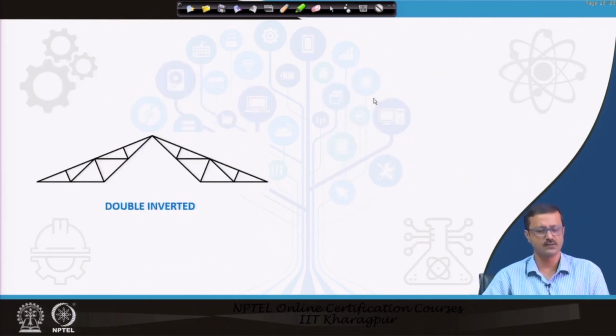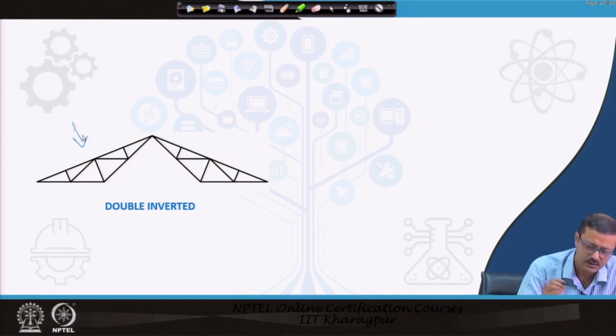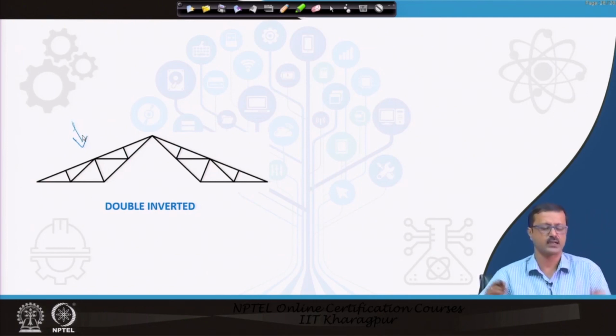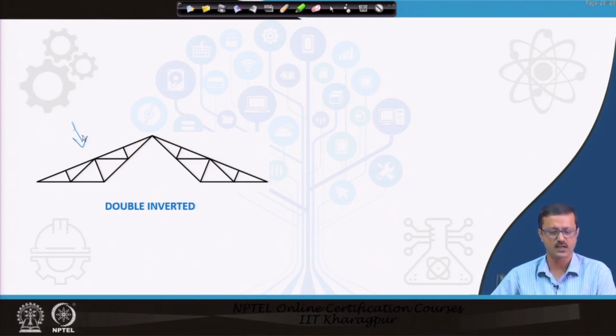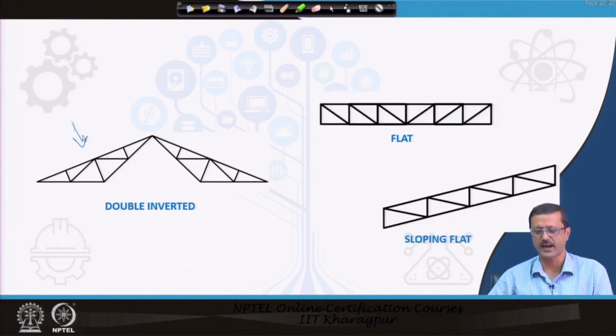This is called the double inverted kind of truss. This is a single truss if you see from this side, and this is inverted, and that creates a double inverted truss, which is very much like a fan fink truss, but the central member is missing over here. These are called flat and sloping flat trusses, which are very useful for long span structures like warehouses, or maybe stadiums, where you can go with this kind of flat or sloping flat truss. Also in auditoriums we can see this kind of truss.